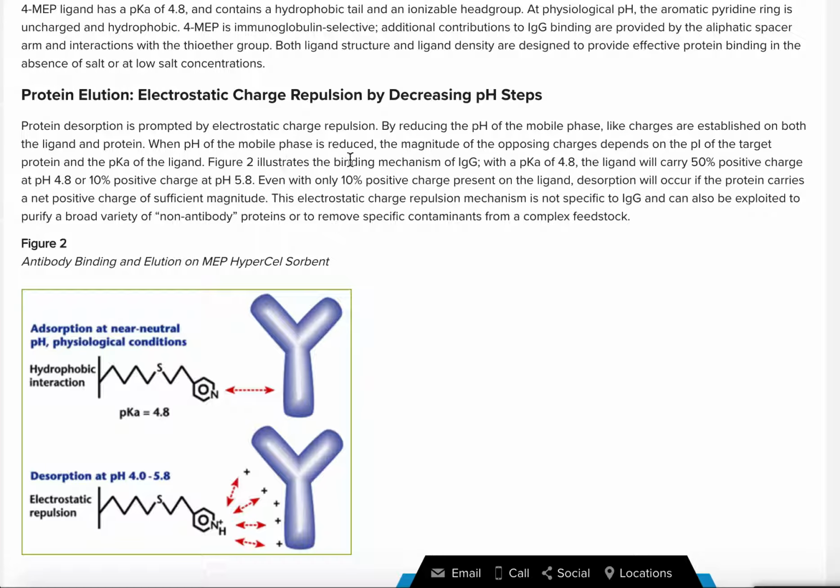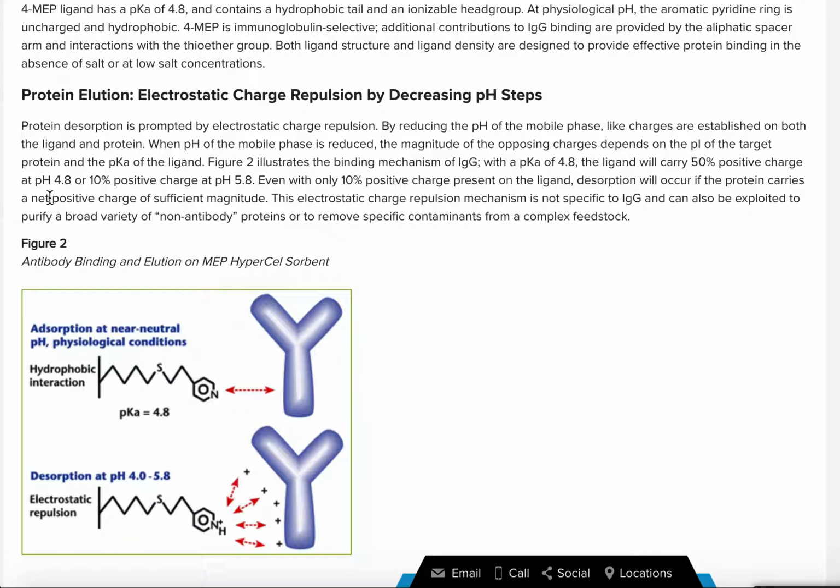When pH of the mobile phase is reduced, the magnitude of the opposing charges depends on the pI of the target protein and the pKa of the ligand. Figure 2 illustrates the binding mechanism of IgG with a pKa of 4.8. The ligand will carry 50% positive charge at pH 4.8 or 10% positive charge at pH 5.8.